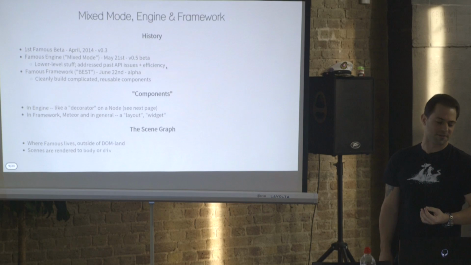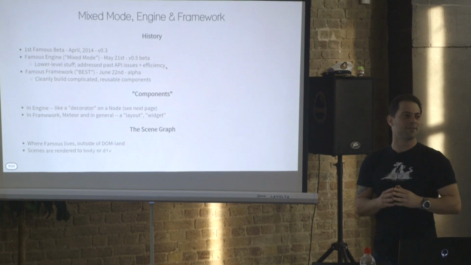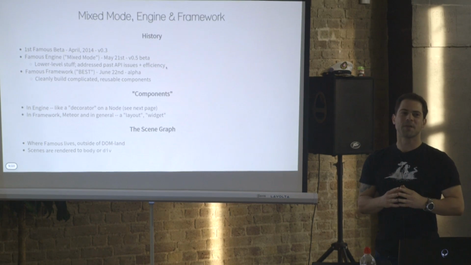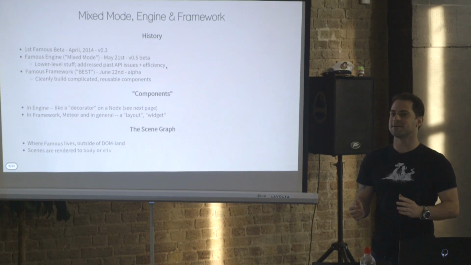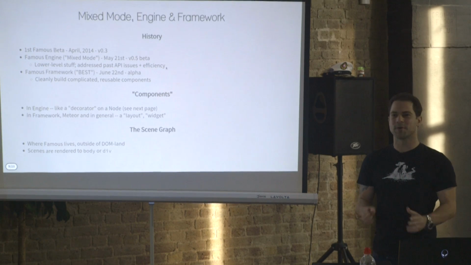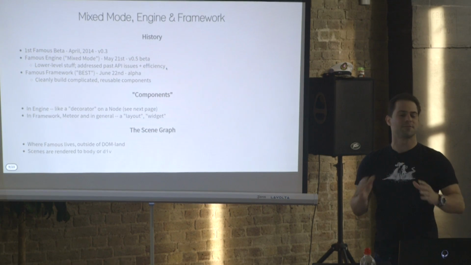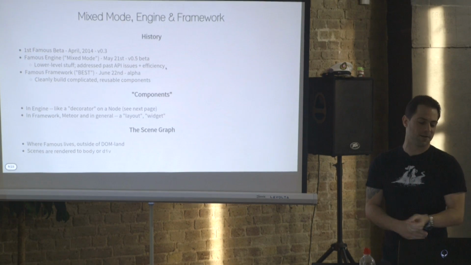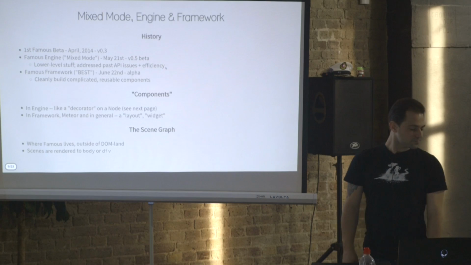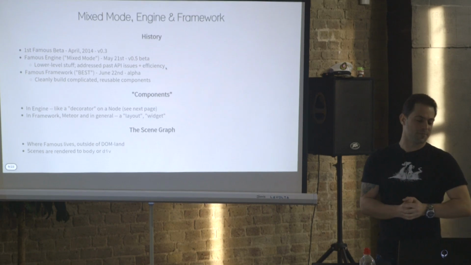When you speak about components, just to clarify, because you're going to hear this a lot: in Engine, we have components that we attach onto nodes that are almost like a decorator. And then for everything else, when we talk about components, we're speaking about a closed system that we can reuse wherever we want. It might be a layout, it might be a widget like a carousel, and that kind of stuff. So yeah, very quick intro to Famous.